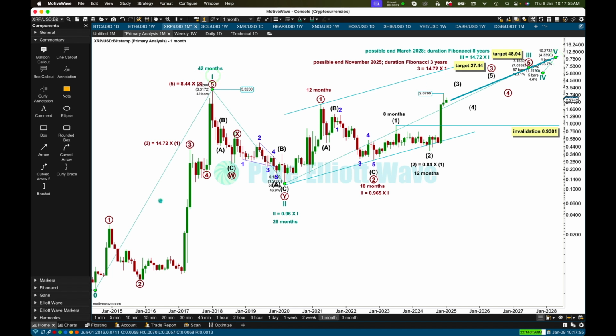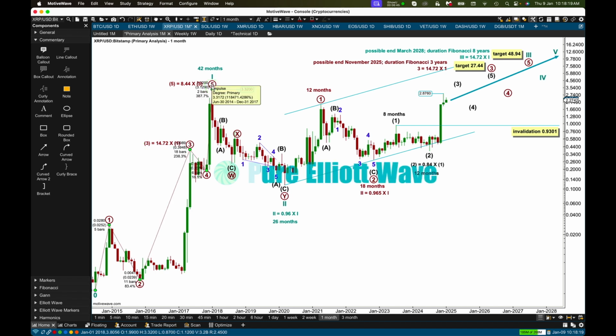Looking at cycle wave 1, we see that here primary 1, primary 2, primary 3 is 14.72 times the length of primary wave 1. Primary 4, a triangle, lasted 6 months. Primary wave 3 lasted 18 months and it was 14.72 times the length in terms of profit potential of primary wave 1. But look at this. Primary wave 5 was over in just 2 months and it was 8.44 times the length in terms of profit potential of primary wave 3. This is where you got the most profit. This fifth wave was the longest distance, so the greatest profit in a fraction of the time of the third wave.